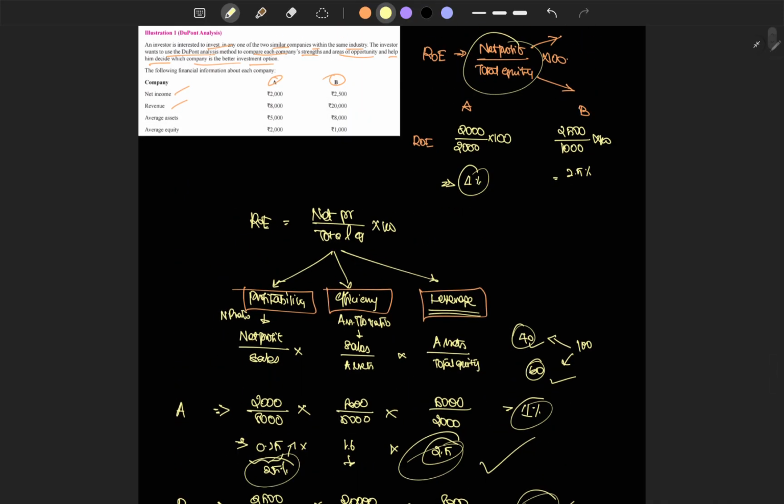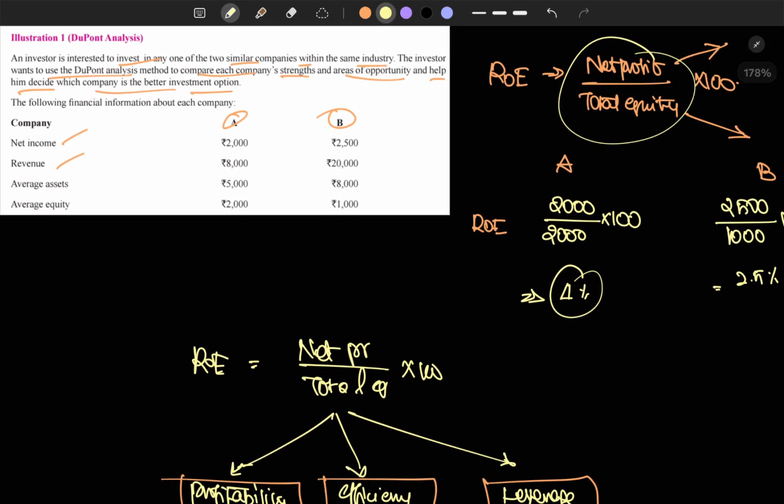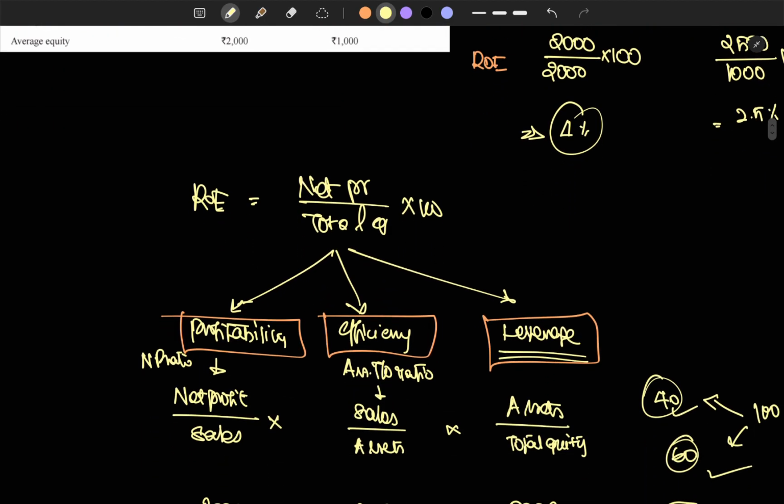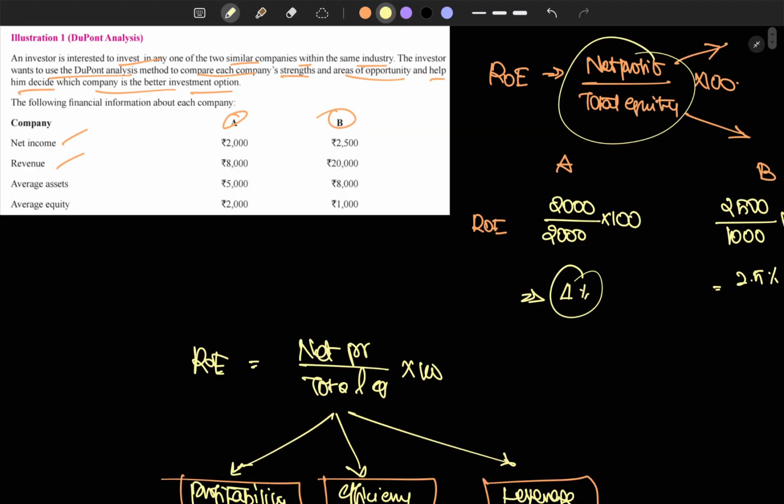So that's what DuPont analysis is. They segregated the return on equity formula into three parts and found out which is more beneficial or favorable. That's it. Thanks.